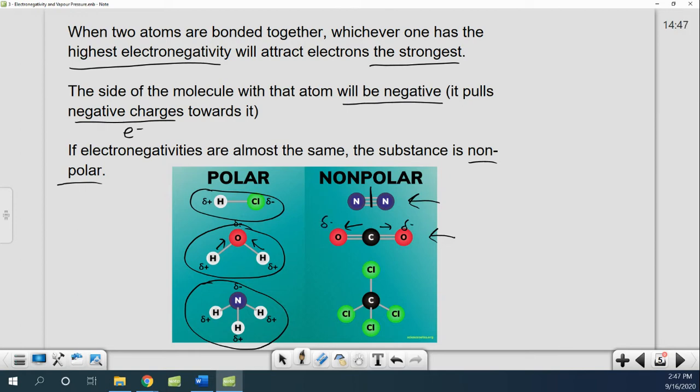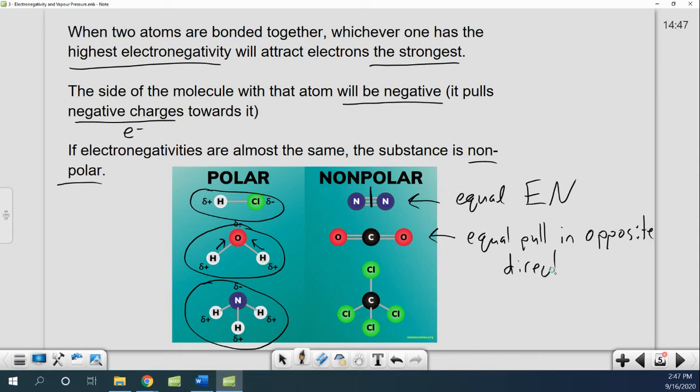Wait a second. Does it have a positive side and a negative side? Oh, it doesn't. The positive bit would be in the middle. It's kind of equally balanced. There's an equal pull of electrons in either direction. And because it's equal in either direction, we say it's nonpolar. So this is equal electronegativities. This is equal pull in opposite directions. So if the molecule is symmetrical, you won't get polarity.